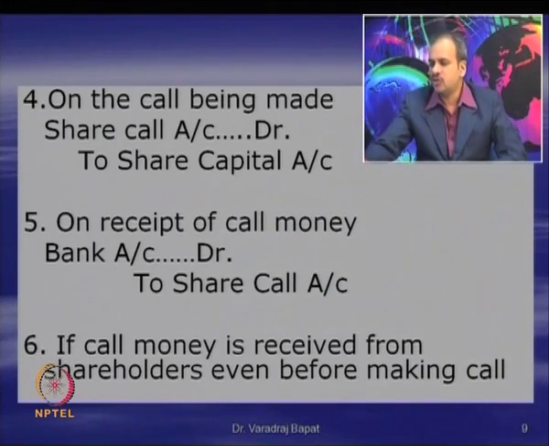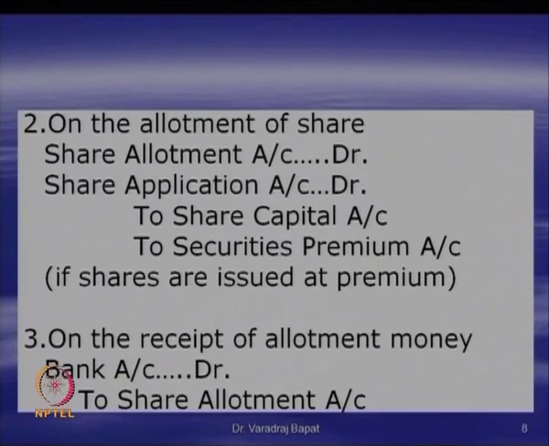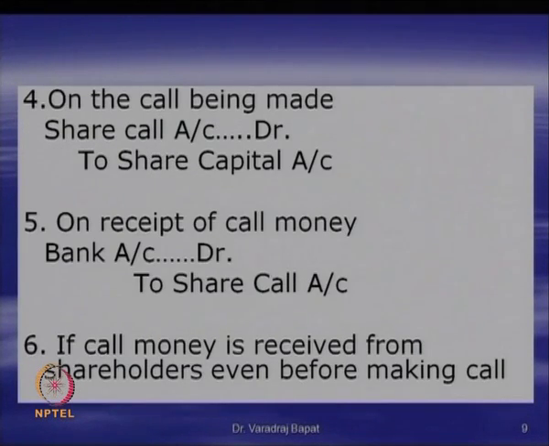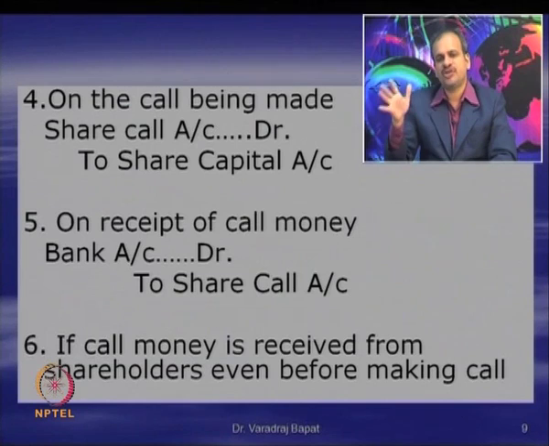I'll just go back to the entries. The money is received in 3 installments. First, the application money was received. Then, the company made a request to pay allotment money. Then, in entry number 3, allotment money was received. In entry number 4, the company made a request to pay call money. In entry number 5, the call money is also received. Now, this is a normal procedure.